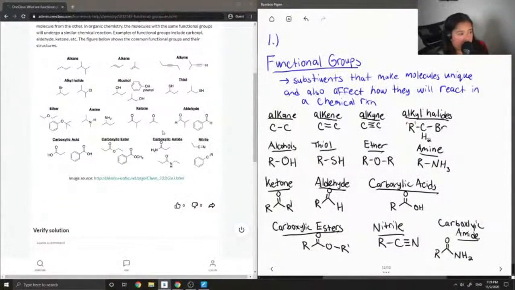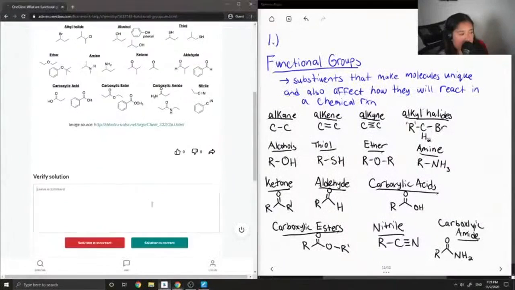The ketone, so as long as it's in the middle of two different carbon groups, that's your ketone. For aldehyde, you have the double bonded oxygen, but instead of having another carbon group here, it's at the end, so we show a hydrogen. Carboxylic acid, carboxylic ester, carboxylic amide, and then a nitrile. So this solution is correct.